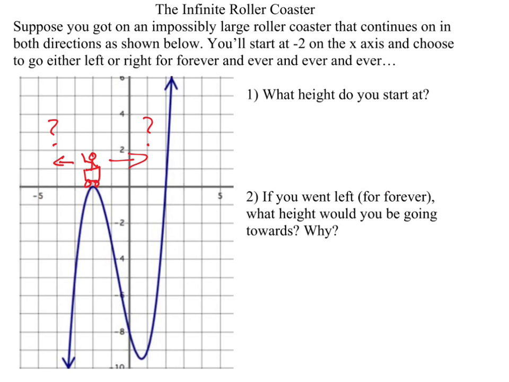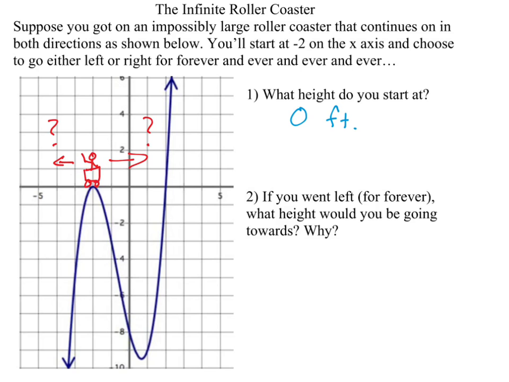So this one, suppose you're in a possibly large roller coaster. It contains unbounded directions. Let's start at -2 on the x-axis, so that's here. And you are either going to go left or right forever and ever. Well, first one's asking, what height do you start at? So if we assume our y-axis is height here, which is a good assumption, we're right on a y value of 0, so we'll start at 0. Let's call them feet.